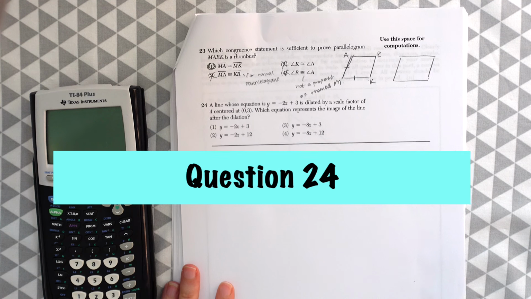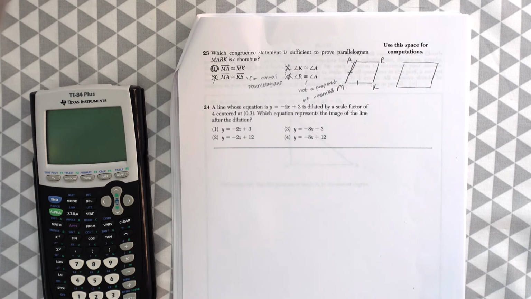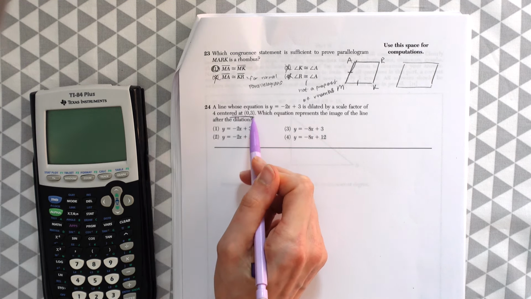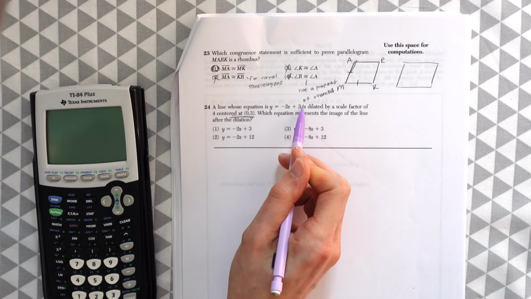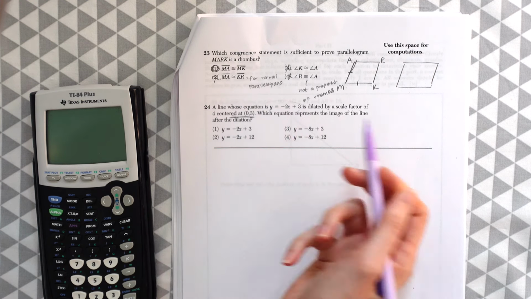Question 24. A line whose equation is y equals negative 2x plus 3 is dilated by a scale factor of 4, centered at (0, 3). Which equation represents the image of the line after the dilation? Typically with a question like this, we would dilate the y-intercept only and then leave the slope alone. But in this case, since the dilation is centered at (0, 3), notice where the y-intercept is.